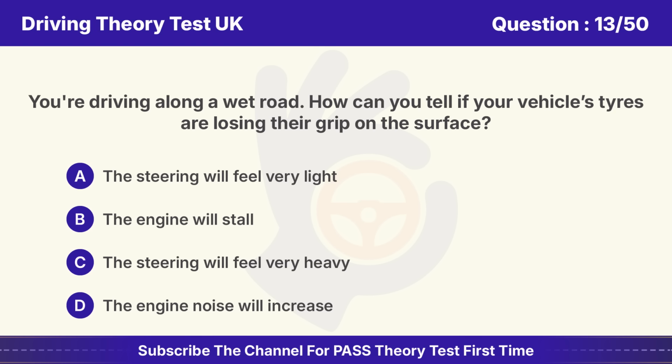Question 13. You're driving along a wet road. How can you tell if your vehicle's tires are losing their grip on the surface? Option A. The steering will feel very light. B. The engine will stall. C. The steering will feel very heavy. D. The engine noise will increase.